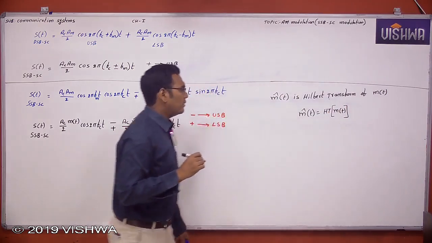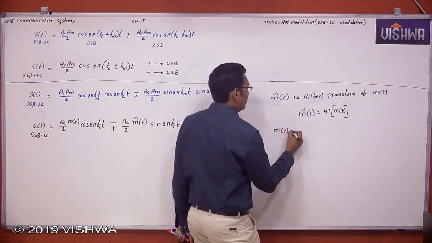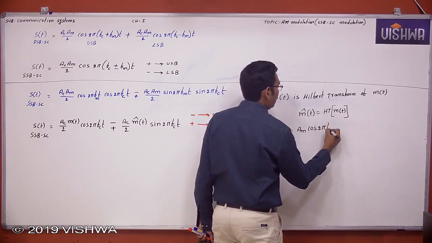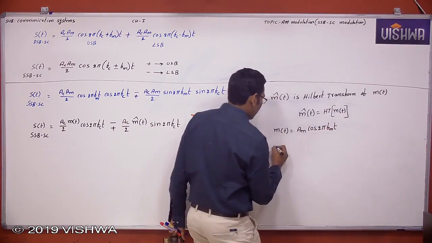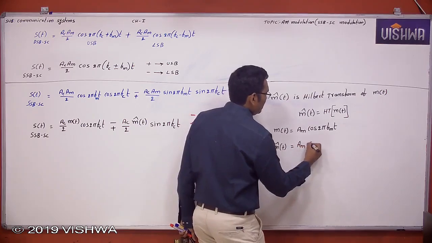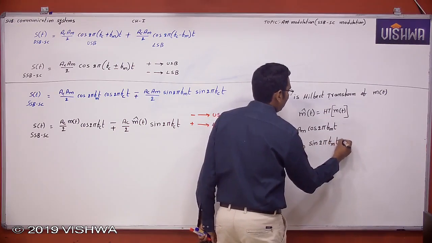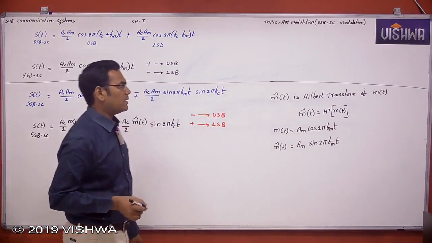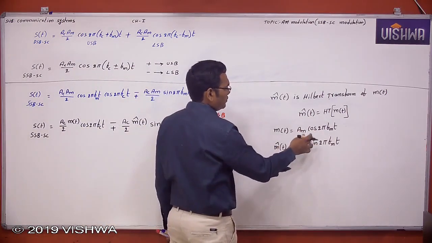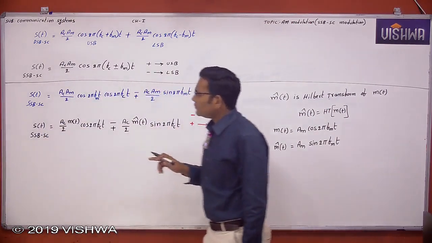So now see here, what is M of T? M of T is AM cos 2 pi FM into T. M cap of T is AM sin 2 pi FM into T. Now this is a cos and this is sin, which is a 90 degrees phase shift. Okay, Hilbert transform is a 90 degrees phase shift. Hilbert transform of cos is sin.